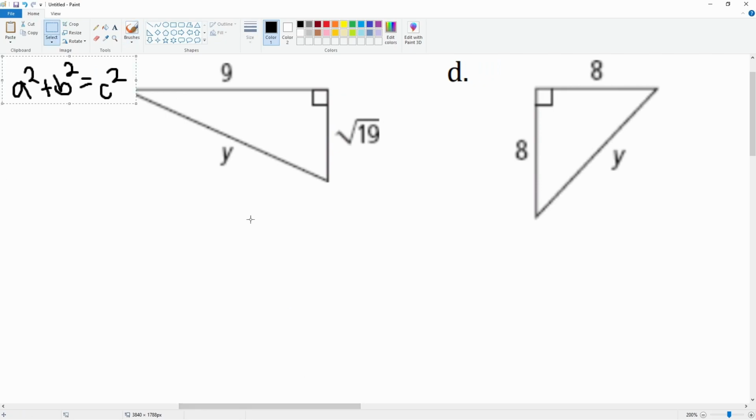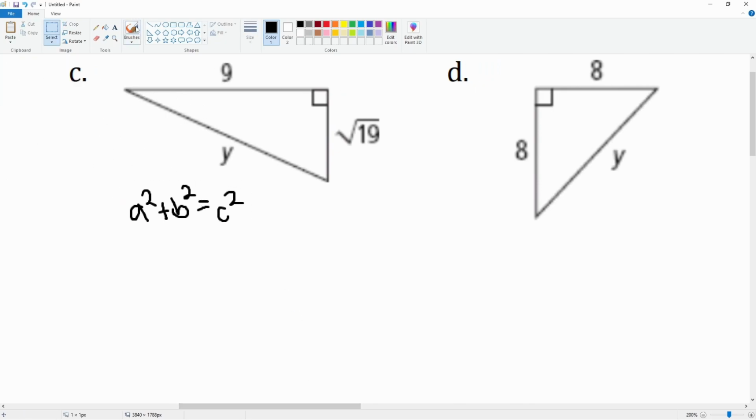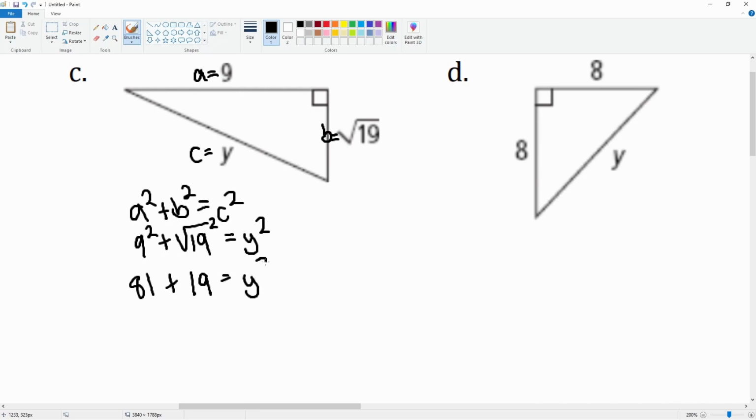C, here's the formula like before. A is equal to 9, B equals square root 19, and C is equal to y. 9 squared plus square root 19 squared is equal to y squared. 9 squared is 81. Square root of 19 squared is just 19, equal to y squared. 81 plus 19 is 100, equals y squared. Square root both sides. The square root of 100 is just 10, that equals y.